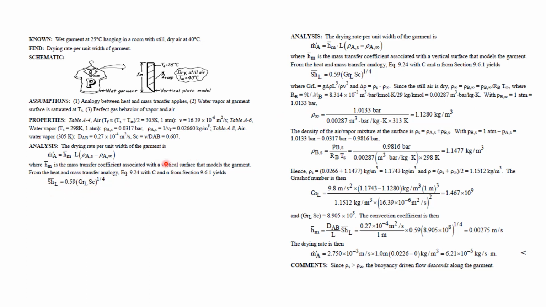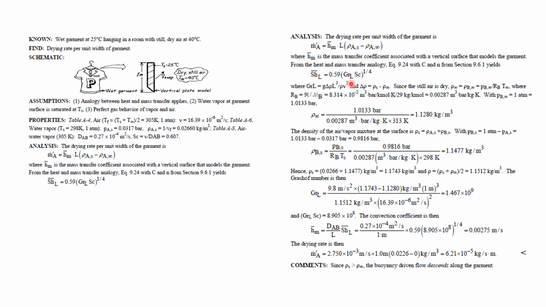So as I have said, this is a convective mass transfer kind of a problem. Okay. So this is convection related mass transfer problem. Okay. So the drying rate per unit width of the garment is this expression. So already we discussed, this is this expression. So we need the Grashof number with respect to characteristic length L.